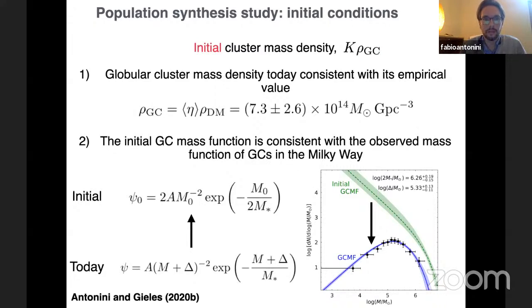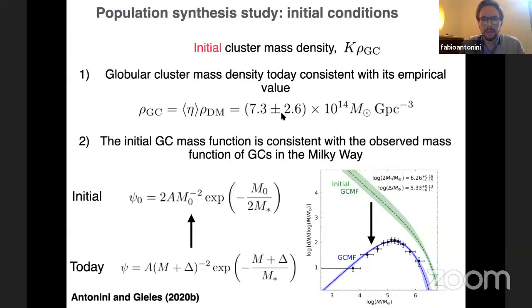Essentially, we want to know the initial cluster mass density, which is the globular cluster mass density today multiplied by the fractional mass loss of globular clusters over their lifetime. The globular cluster mass density today is obtained such that it is consistent with its empirical value. And this is done in the following way. Observations show, and this is quite remarkable, that the globular cluster mass in galaxies is a constant fraction of the dark matter halo mass. And this is true for a wide range of halo masses. And so we can say that the mass density of globular clusters is some fraction of the dark matter halo mass density in the universe. And of course, there are some uncertainties related to eta, which we also include in here.